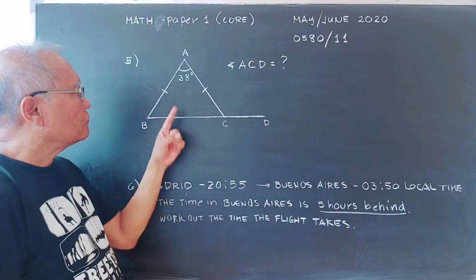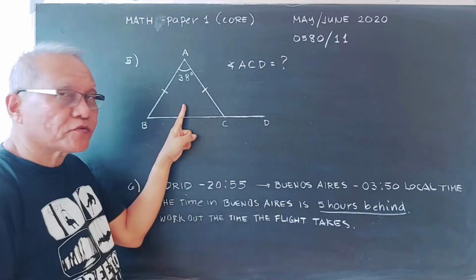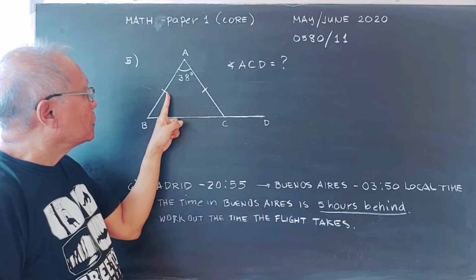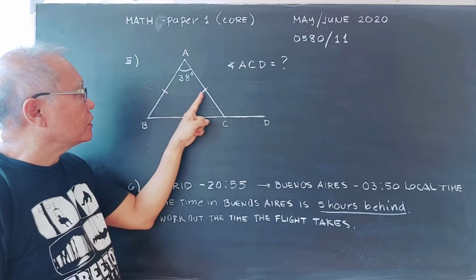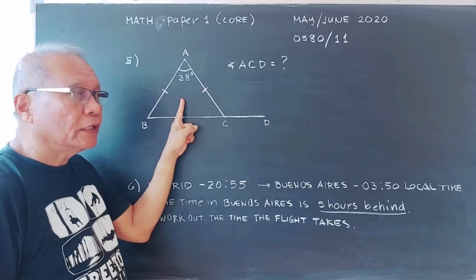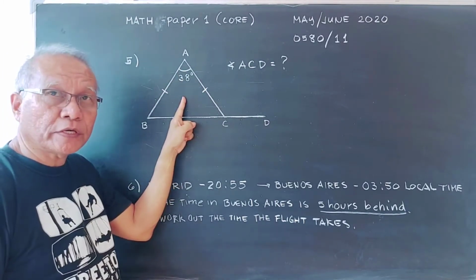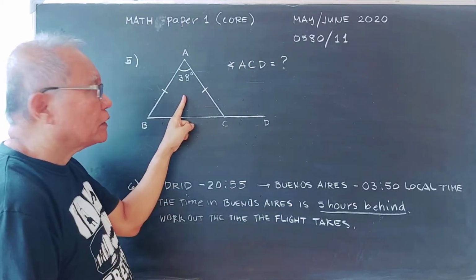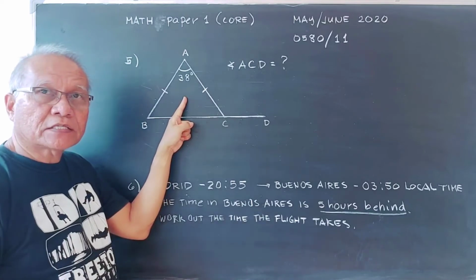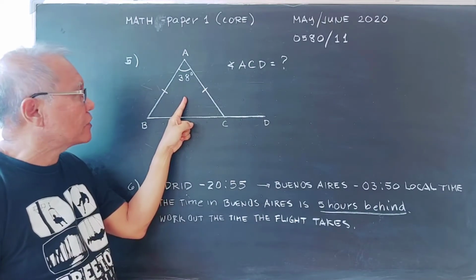Okay, number 5, we have this problem. We have this figure here, class. So we have a triangle here, and we have this symbol. What do we mean by these symbols here? A mark. It means that these two sides are congruent or equal. So what do we call a triangle which has two equal sides? We call that an isosceles triangle.